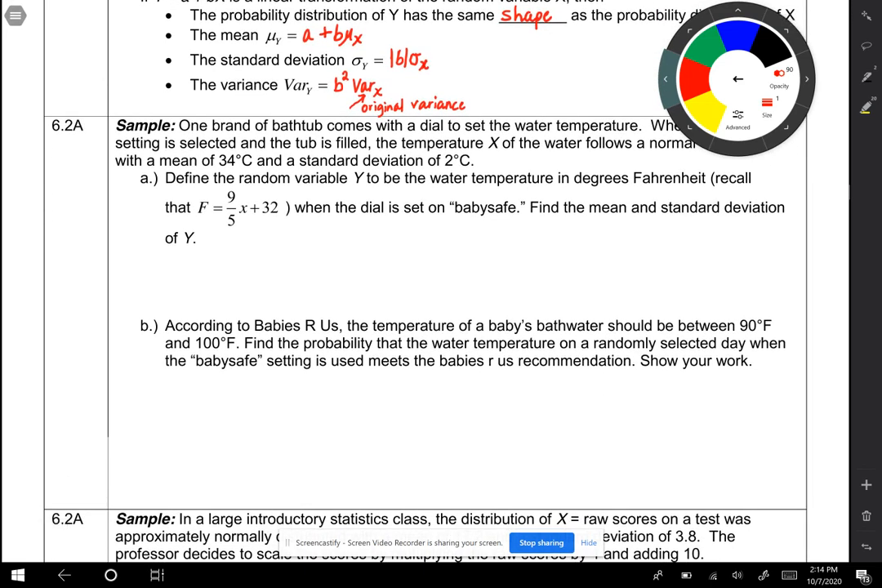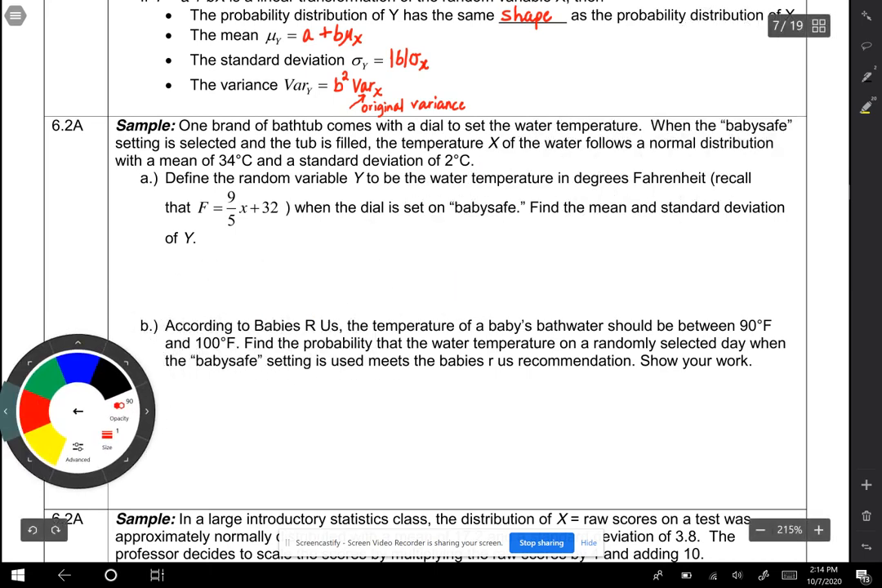One brand of bathtub comes with a dial to set the water temperature. When the baby safe setting is selected and the tub is filled, the temperature X of the water follows a normal distribution with a mean of 34 degrees Celsius and a standard deviation of 2 degrees Celsius, and that's for the variable X. Define a random variable Y to be the water temperature in degrees Fahrenheit. Recall that Fahrenheit is equal to 9/5 times X plus 32 when the dial is set on baby safe. So find the mean and standard deviation of Y.